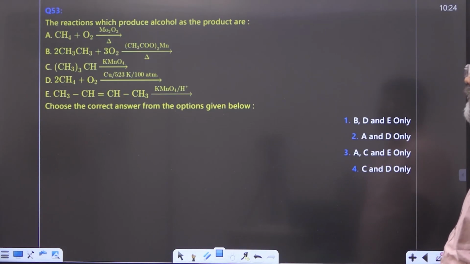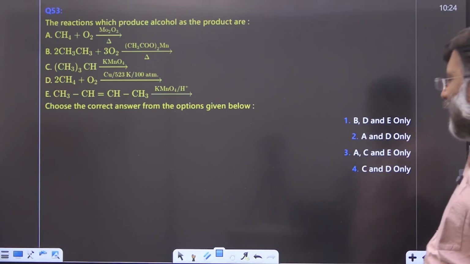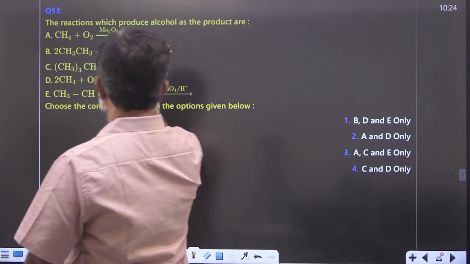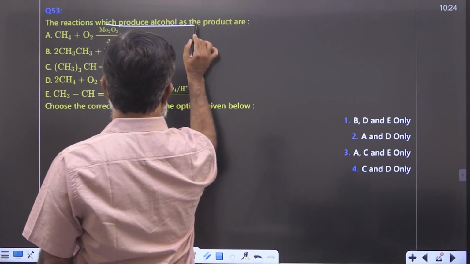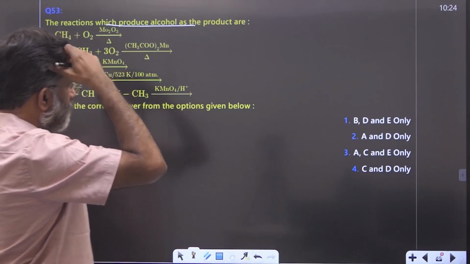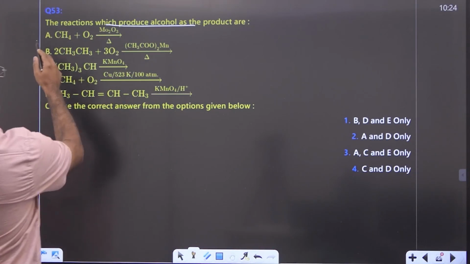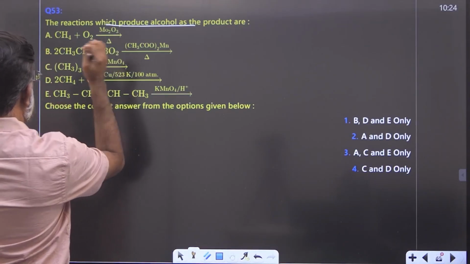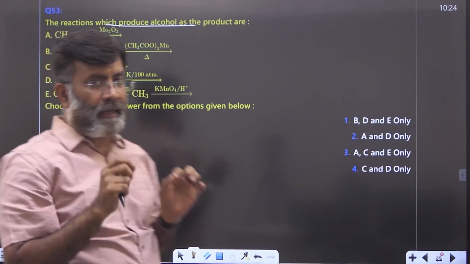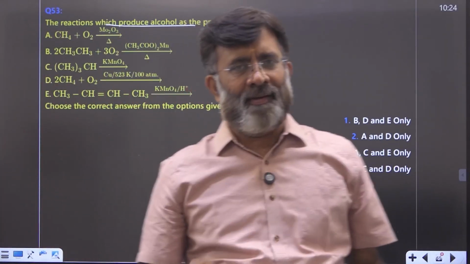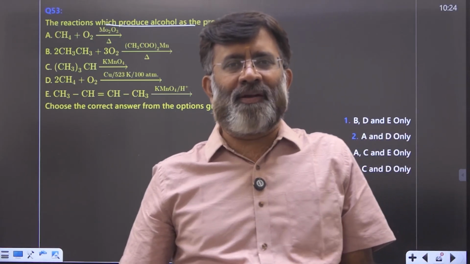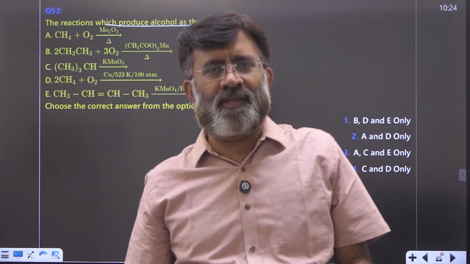The reaction which produces alcohol as product. Methane with oxygen and molybdenum oxide. If it is a copper catalyst, you get methanol. Selective oxidation reaction, controlled oxidation reaction.